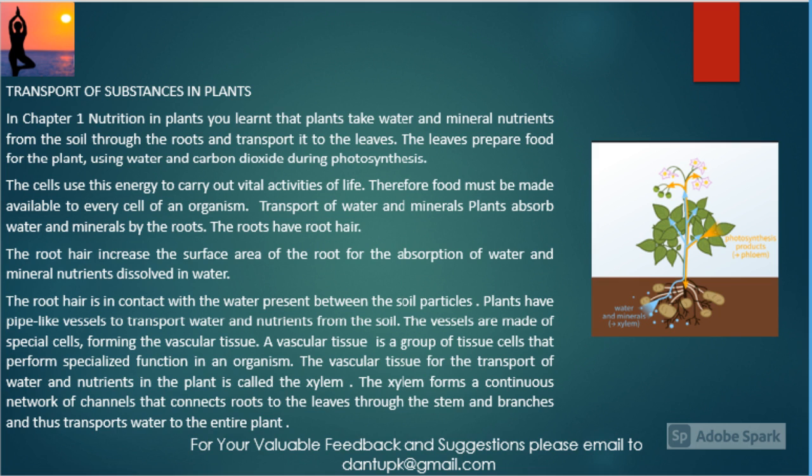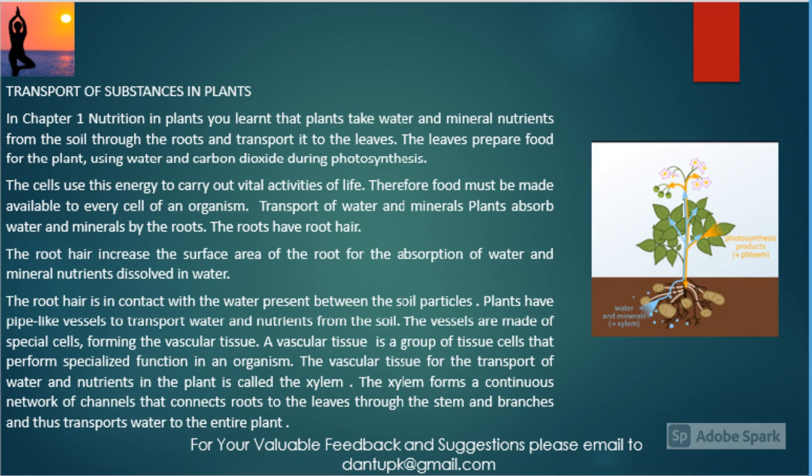Transport of water and minerals in plants. Plants absorb water and minerals by the roots. The roots have root hairs. The root hairs increase the surface area of the root for the absorption of water and mineral nutrients dissolved in water. The root hair is in contact with the water present between the soil particles.